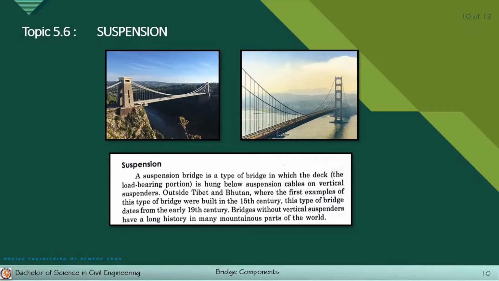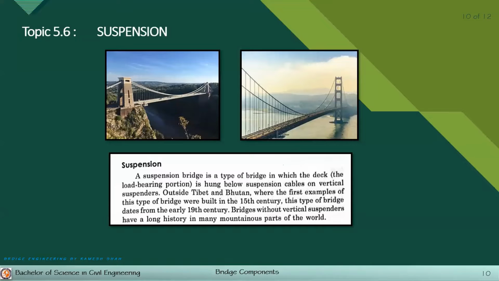Bridges without vertical suspenders have a long history in many mountainous parts of the world. Suspension bridges can struggle to support focused heavy weights. The goal of our suspension bridge is to continually transfer the tension and weight of traffic as it moves along the span, and all of the cables work together to make this happen.